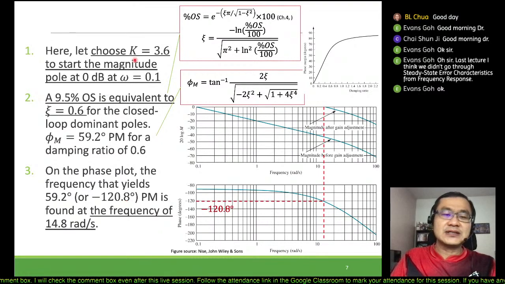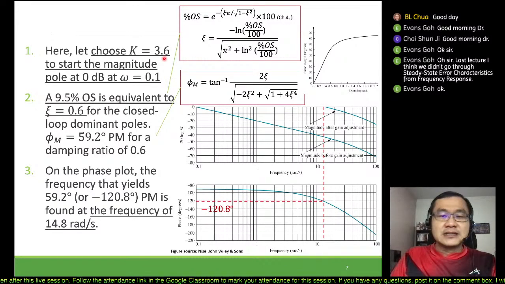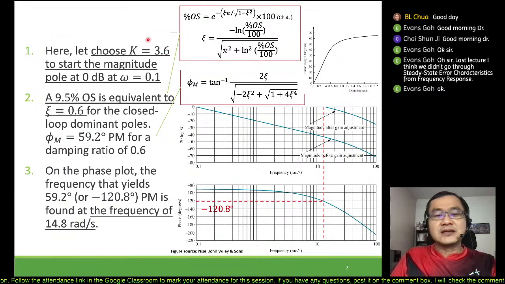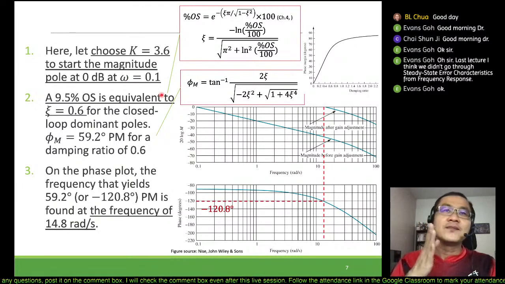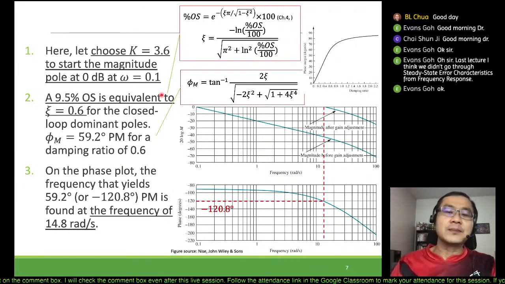First we choose the k value equal to 3.6, which you have learned previously, when we set the gain at 0 dB at the low frequency. Remember we have set one decade before the break frequency, and we call it the low frequency.